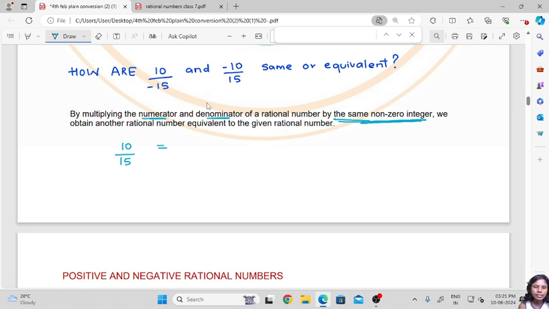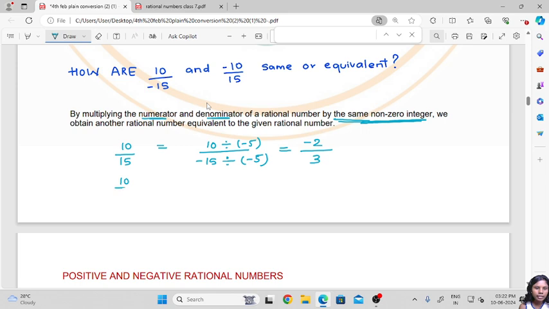So we have 10 here and we have minus 15 here. Say I divide this by 5, minus 5, and here also by minus 5. So if I divide this, I'll get minus 2, and this will give me just 3. So now in this case I have got minus 2 by 3.